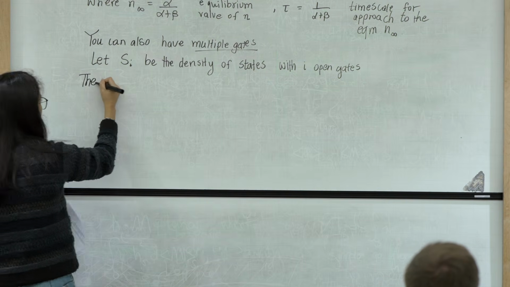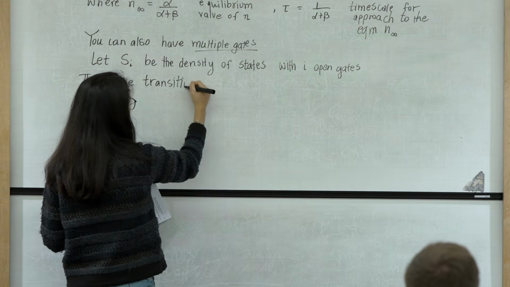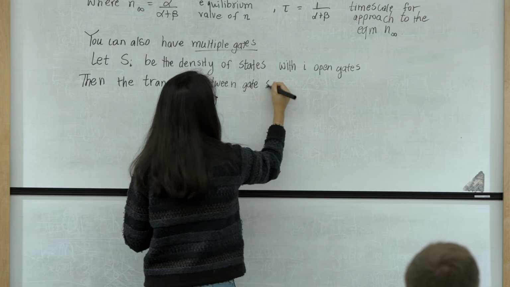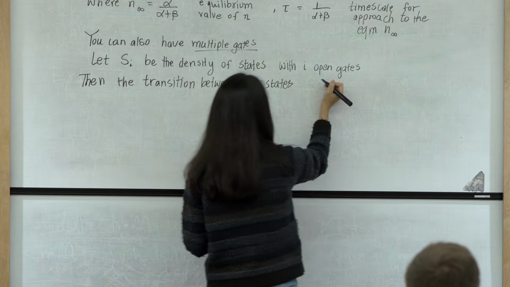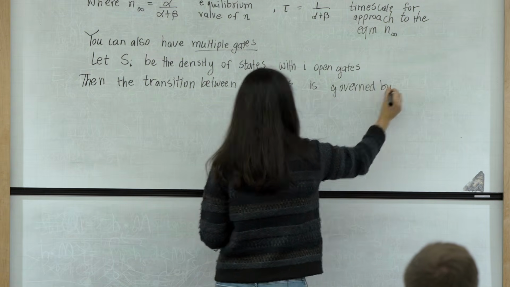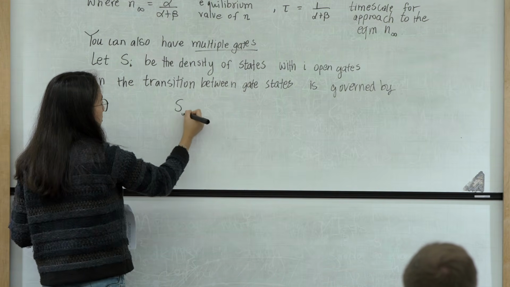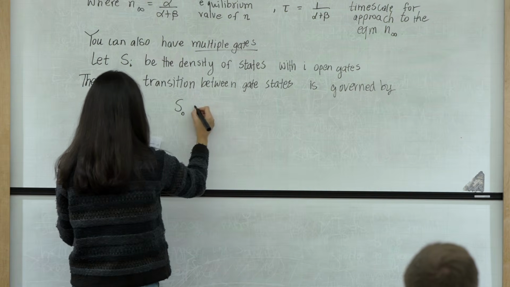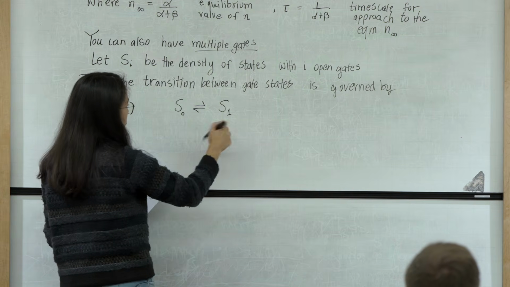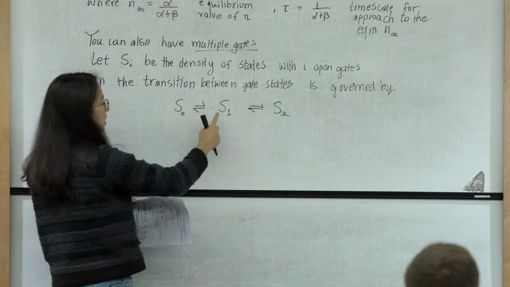OK, so if I want to now write down an equation for the transition between gates, of different states, this is going to be governed by the following reaction. I'm going to write it again in that form and then write the law of mass action. So I'm going to have S0, meaning everything is closed. This gets converted to state S1, and then S2 is all open, right? So S1 is 1 open, 1 closed.